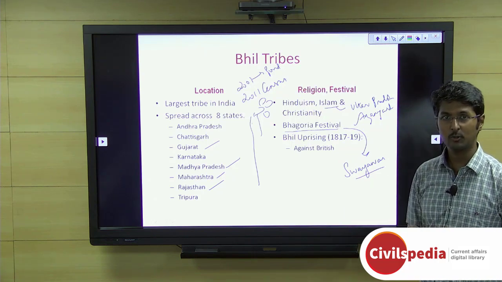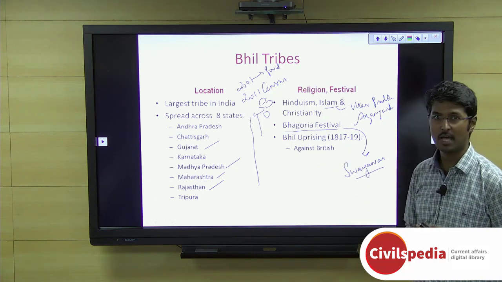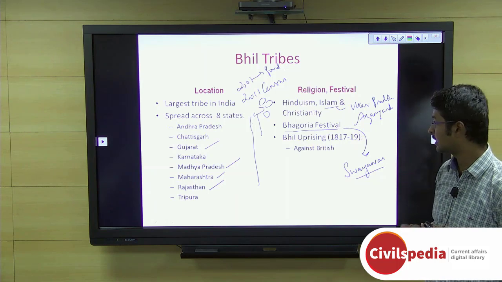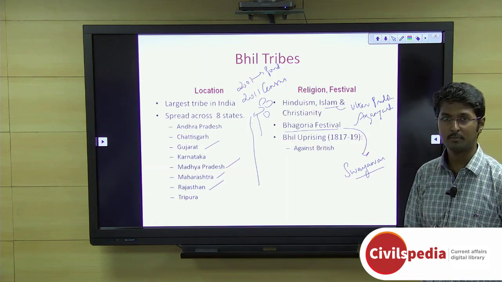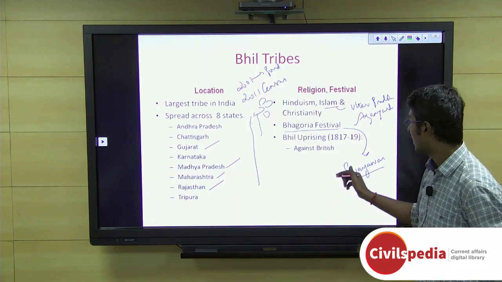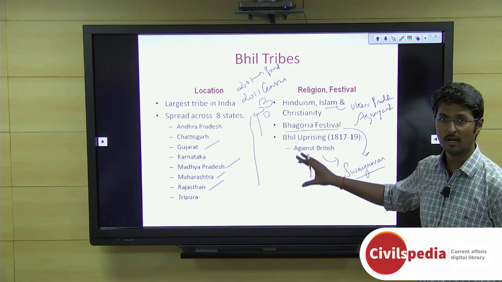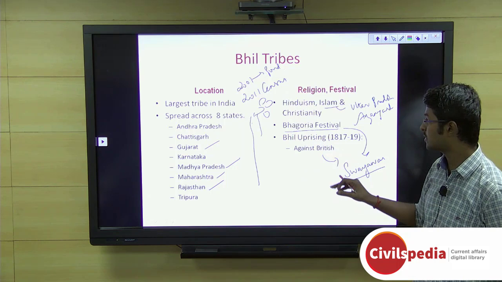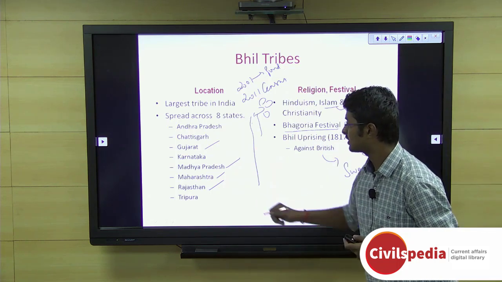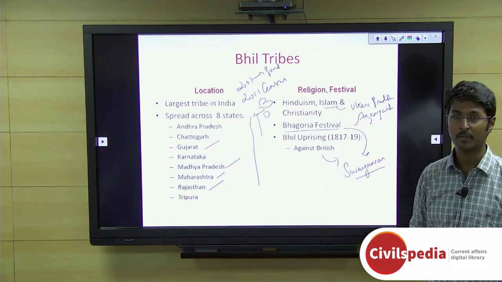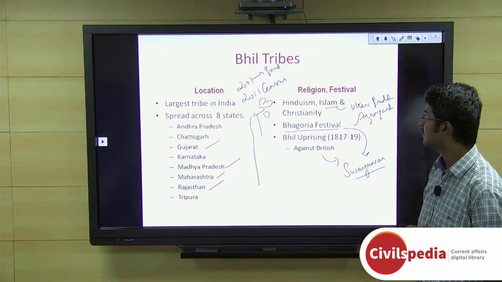Something from history is the Bhil uprising of 1817 to 1819, which happened against the British when the British tried to take all these Bhil lands in parts of the Western Ghats surrounding the erstwhile 4 states of India, which are Gujarat, Madhya Pradesh, Maharashtra and Rajasthan. This is all you need to know about the Bhil tribes.